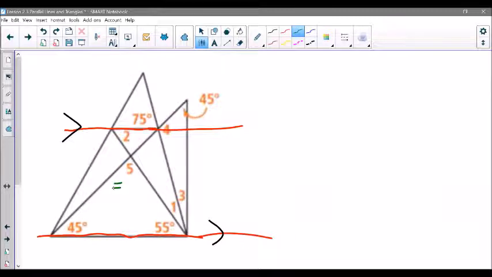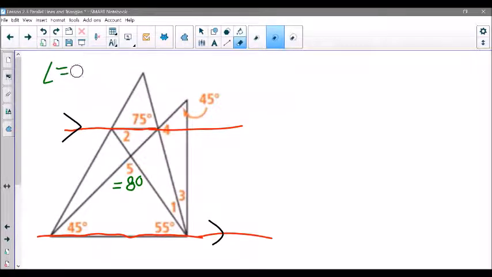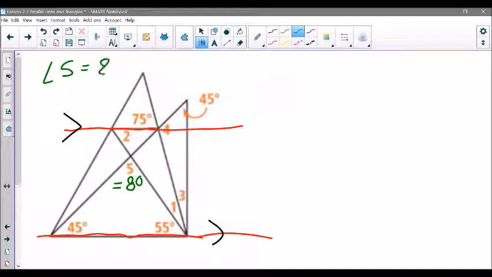Well, it's 45 plus 55 plus angle 5 equals 180. So angle 5 is 90. Careful, careful. Oh, sorry, it's 80. Yeah, good call. So angle 5 is 80. All right, so we can throw that up here. We say angle 5 equals 80 degrees. All right, I agree with that. Now what?